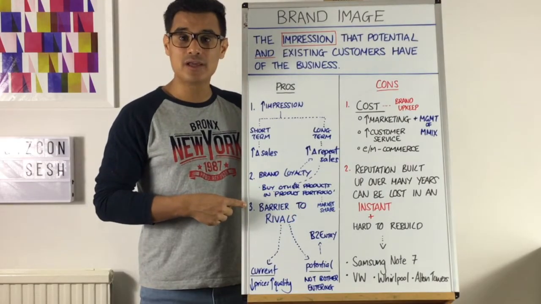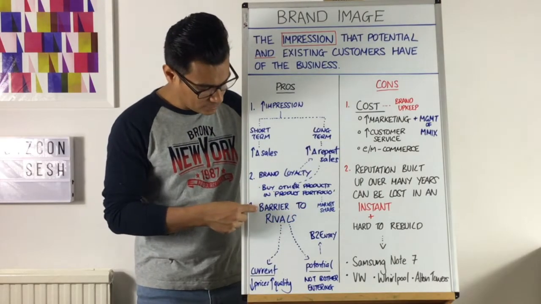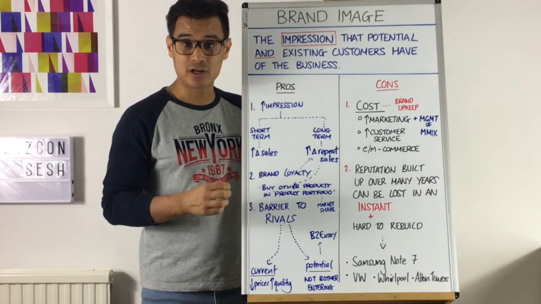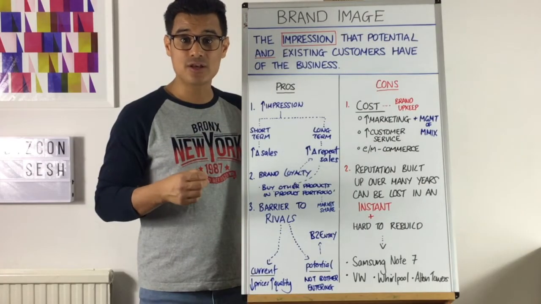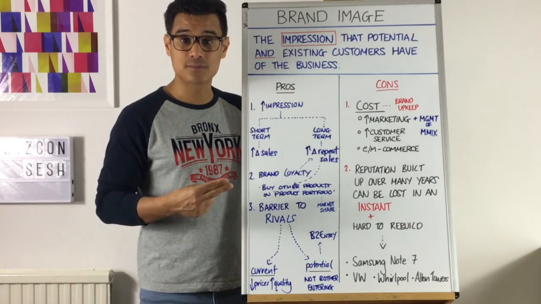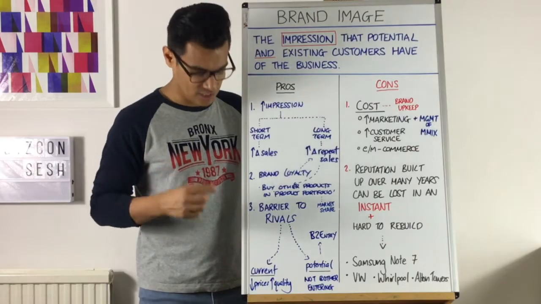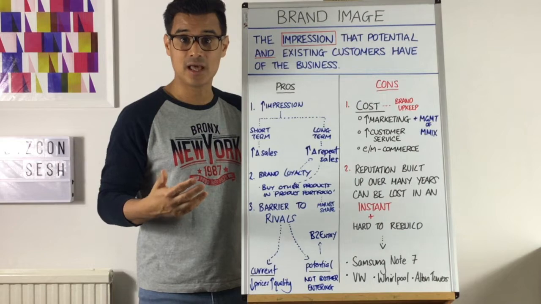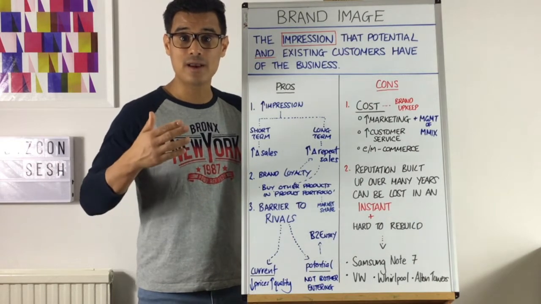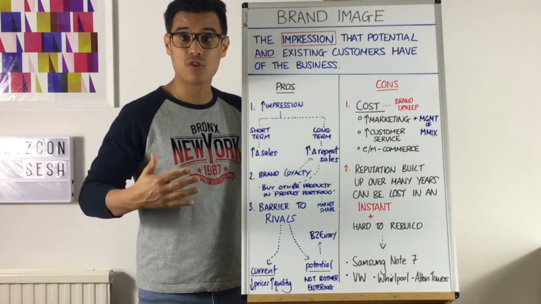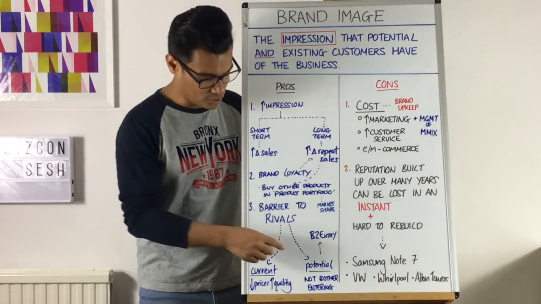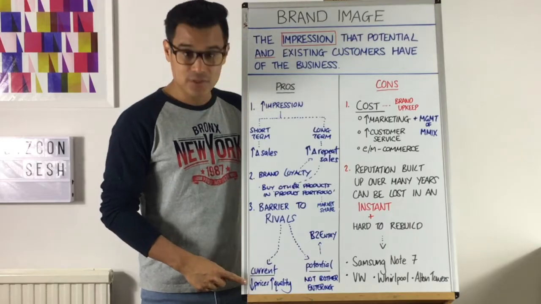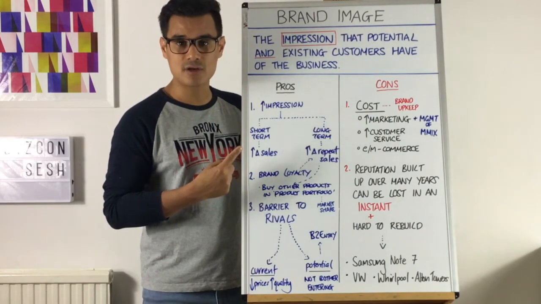And related to increasing your market share, having a brand image is likely to act as a barrier to your rivals. And again, you can split your rivals into two types. Those rivals that already exist, your current rivals, and those rivals that could potentially exist. They could become your rivals of the future when businesses decide to enter the market that you exist within. So your potential rivals.